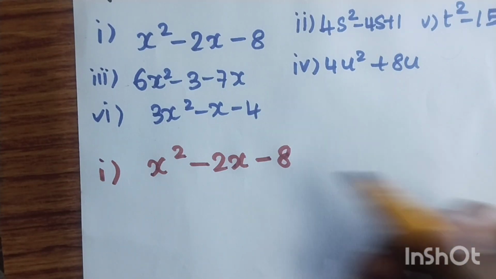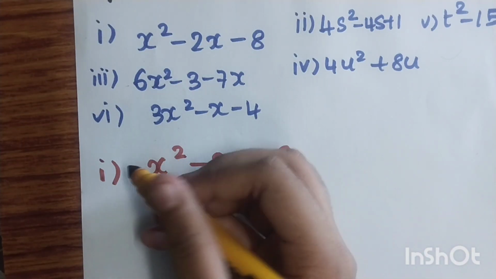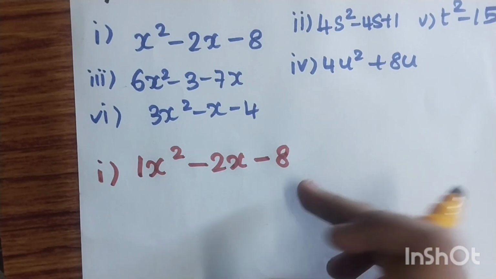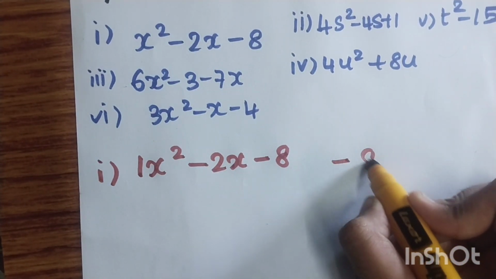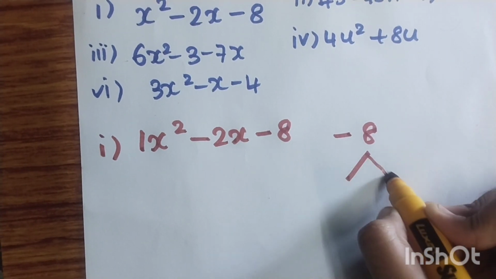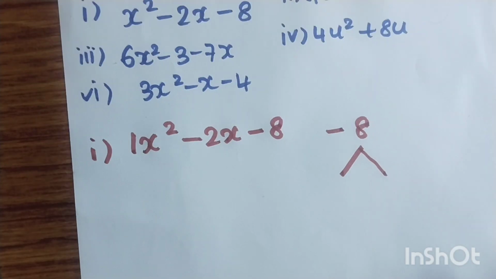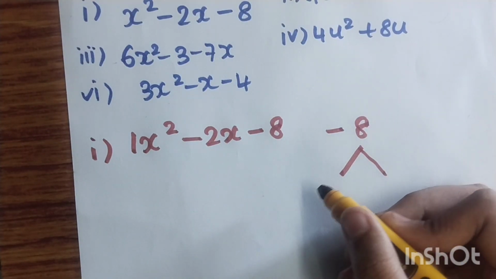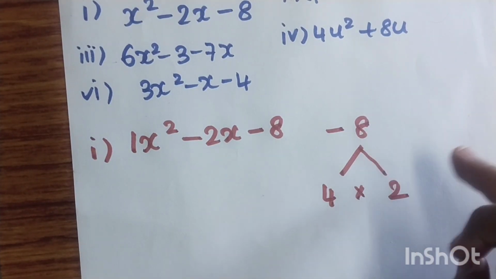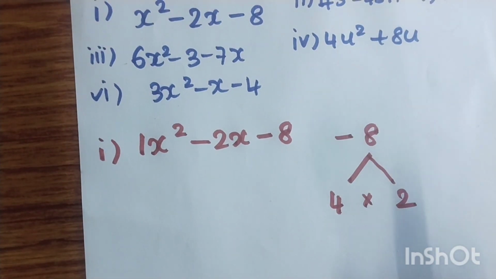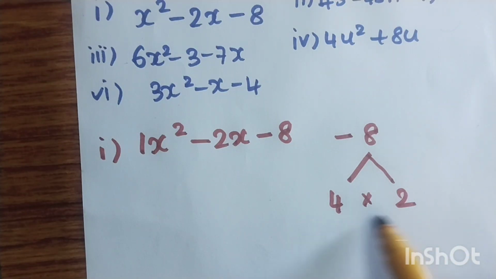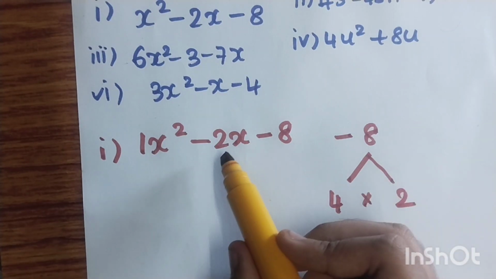The coefficient of x square is 1, right? So 8 into 1 is 8, that too minus 8. So this minus 8 I'm going to split. I can split it as 4 2s are 8, but I have to get minus 8, so there must be a difference in signs, and if I add both, 4 and 2, I should get minus 2.